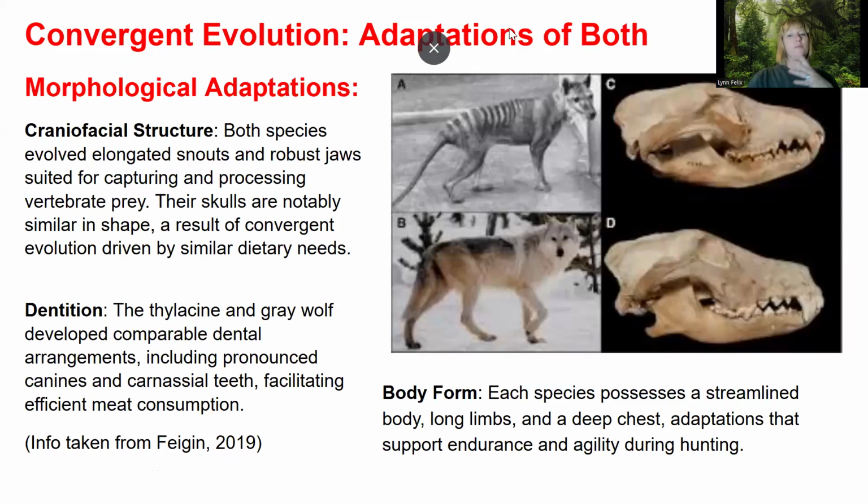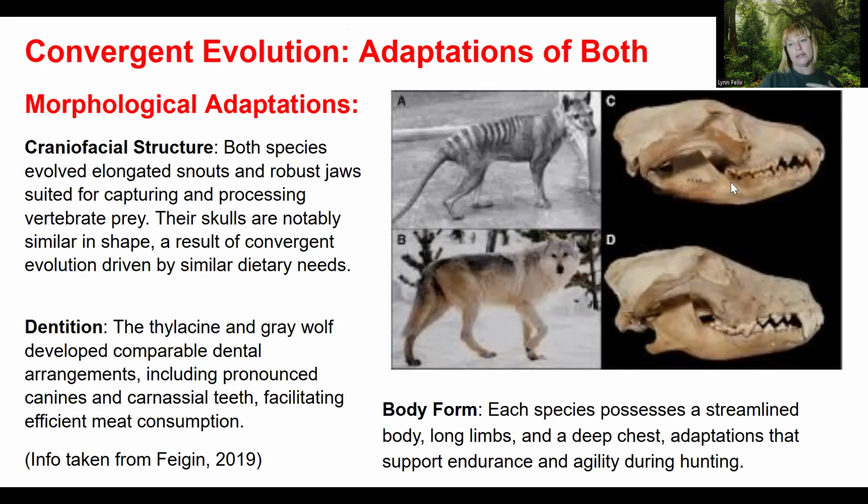All right, so if we're going to pull both those species together and look at convergent evolution and adaptations of both, we're going to take a look at how the thylacine and the gray wolf have made those adaptations, okay? So morphological adaptations that have taken place, you'll see here, the skulls of the gray wolf and the thylacine look very similar. So the craniofacial structure, both species evolved elongated snouts and robust jaws, suited for capturing and processing vertebrates. Their skulls are notably similar in shape, a result of what we call convergent evolution, driven by dietary needs.